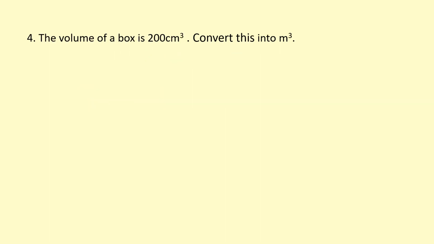A question: the volume of a box is 200 centimeters cubed. Convert this to meters cubed. Centimeters is a hundredth, so it's times 10 to the power minus 2. It's tempting to just divide that by 100 and get 2 meters cubed. However, because there are 3 lots of centimeters, you actually divide by 100 3 times, once for each of those centimeters. So the actual answer is going to be 2 times 10 to the power minus 4 meters cubed.